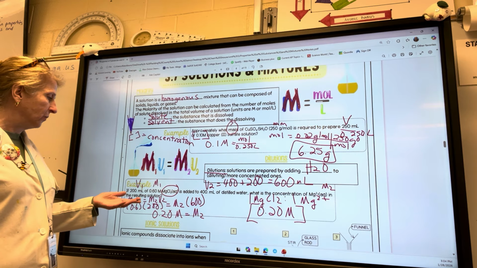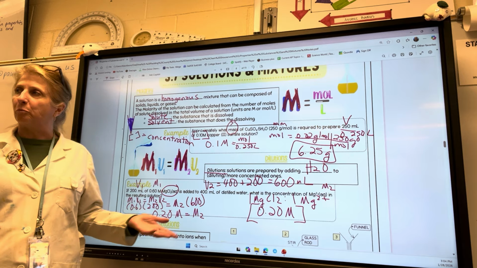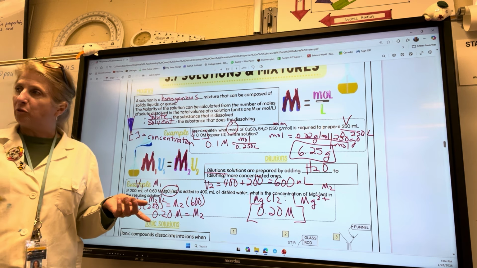M1 V1 equals M2 V2. That's a very easy equation to remember. You just plug it in, simple little algebra. We love it. But they have to make it complicated.